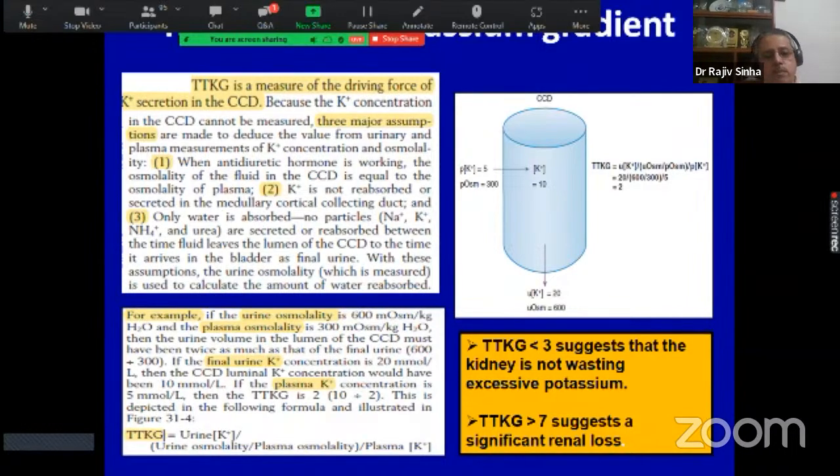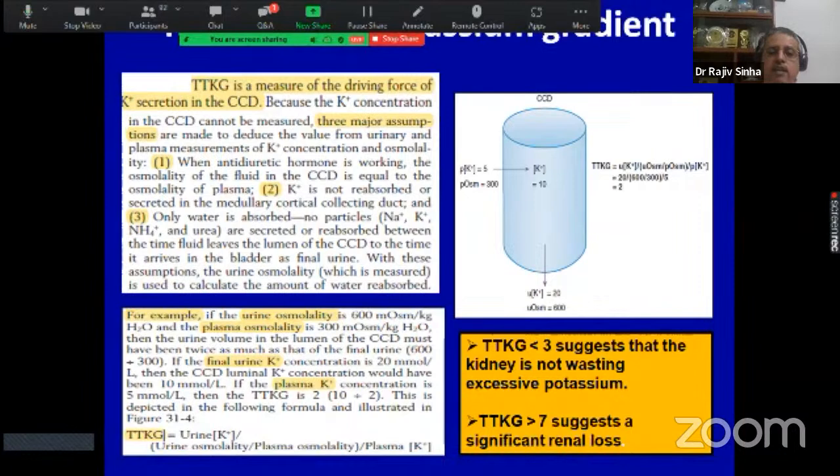And for its interpretation, you need to have 2 or 3 assumptions. One is that your antidiuretic hormone needs to be working. Second is that your urinary sodium should be more than 20. Now, in the presence of hyperkalemia, if your TTKG is less than 7, it suggests that your kidney is not discarding your potassium. I repeat, in the presence of hyperkalemia, if your TTKG is less than 7, it means that your kidney is not discarding your potassium. Because in hyperkalemia, what are you expecting? You are expecting that the kidney will be discarding, taking out all the potassium. But if the TTKG is less than 7, then it is not happening.